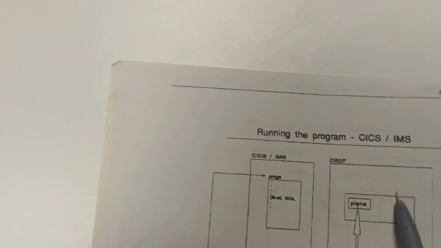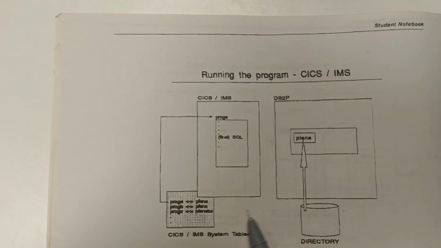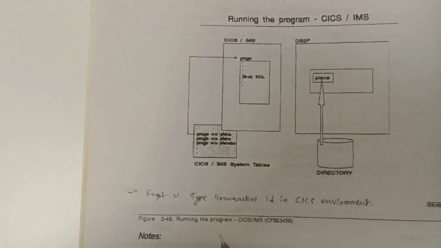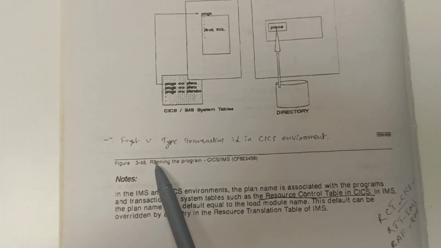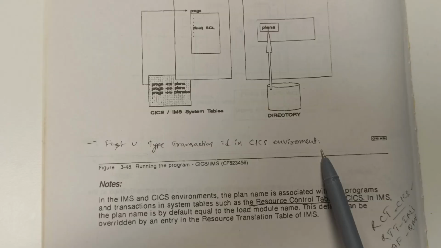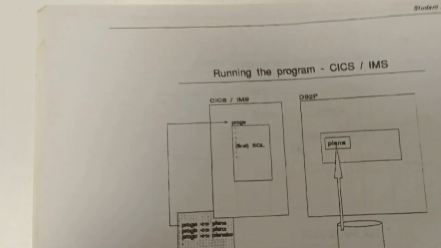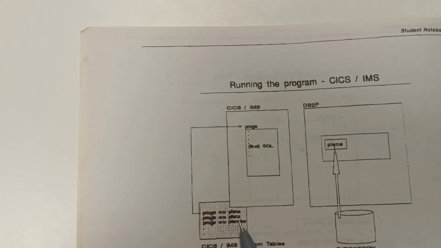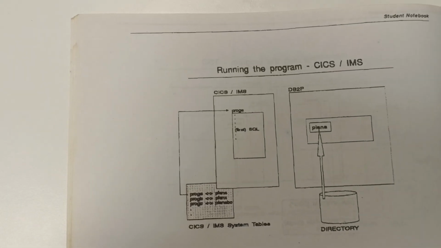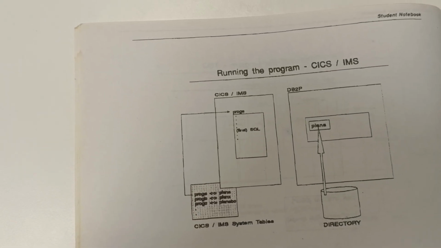and we can also run the program by using CICS. But here, first you need to type the transaction ID in the CICS environment. These are some syntax while defining the program. We have to define the plan, program and DBRM name before executing the transaction ID.